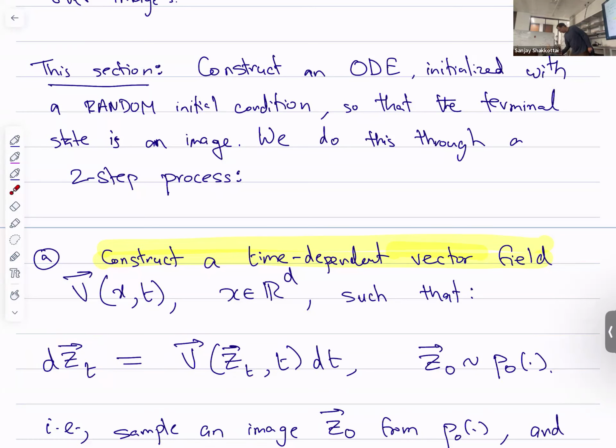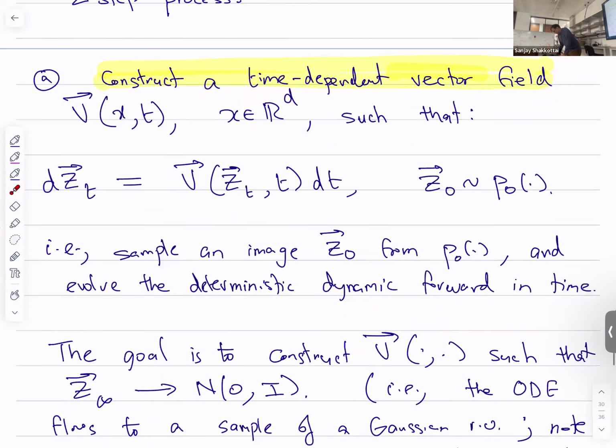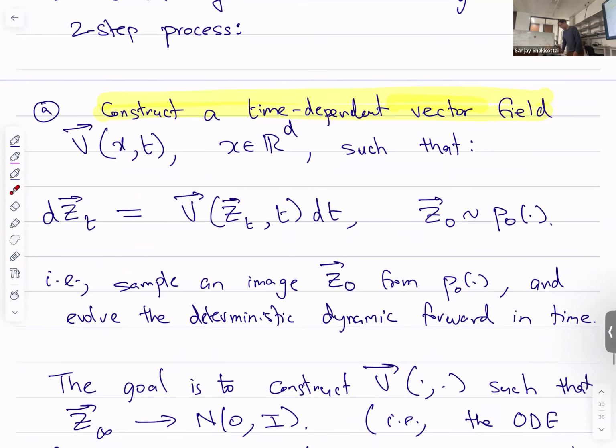Question. If the initial condition is fixed, this is deterministic. But because I don't know what the initial condition is, at every point in time there is a marginal distribution, and that's what I'm looking at. This has nothing to do with Fokker-Planck. I'm just constructing a new sampler, an ODE-based sampler.